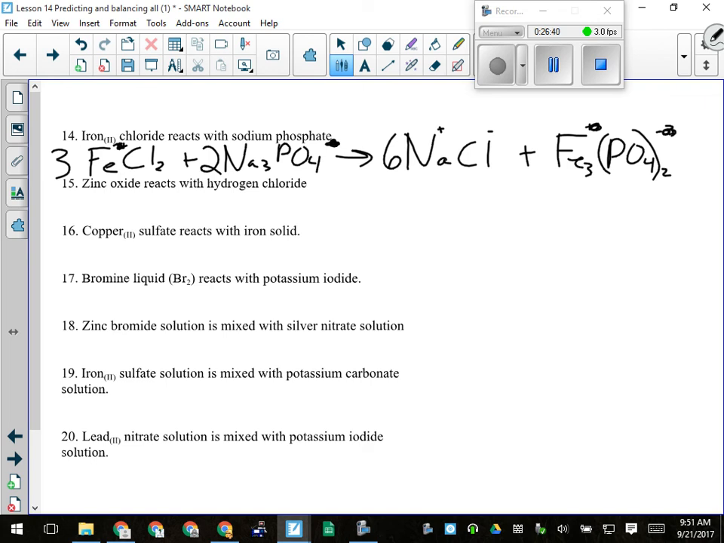Okay, and then 15 was the other one? Okay, so 15 we've got zinc oxide. Zinc is a +2 and oxygen is a -2, so it should be ZnO. Reacts with hydrogen chloride.